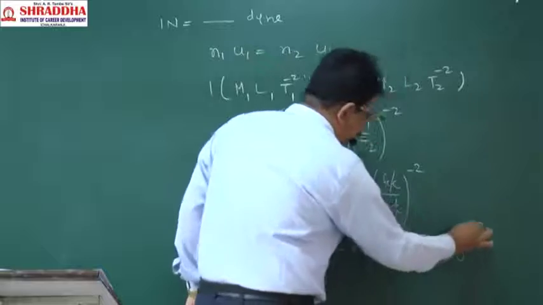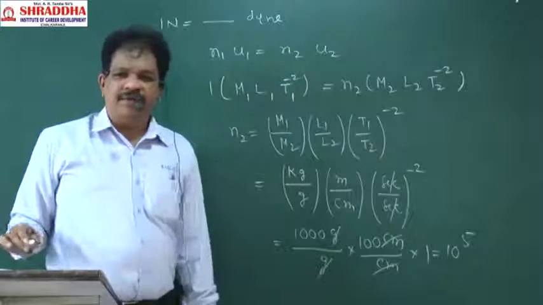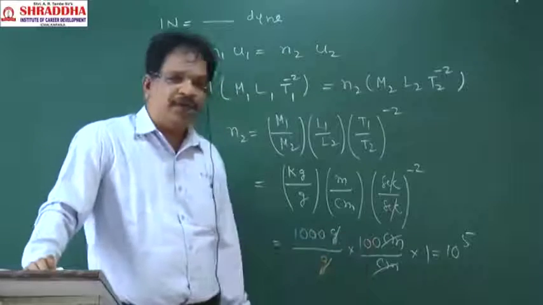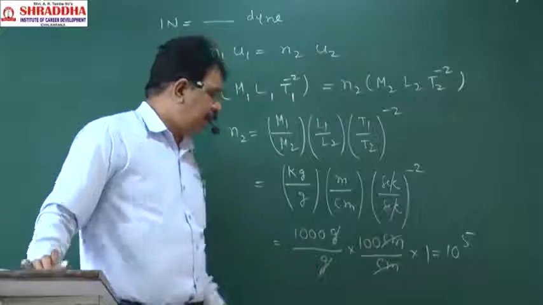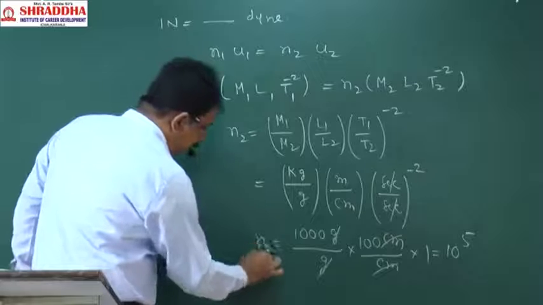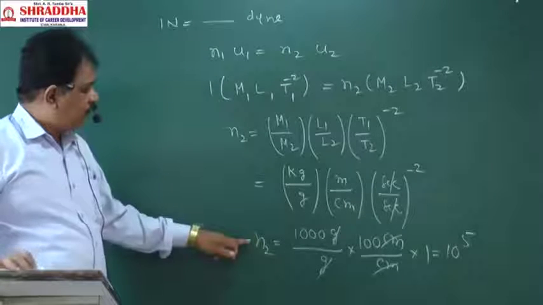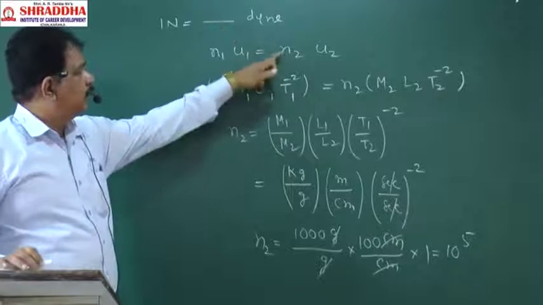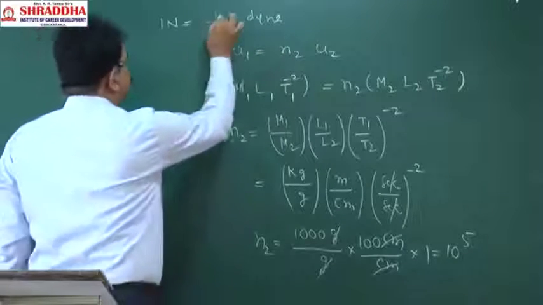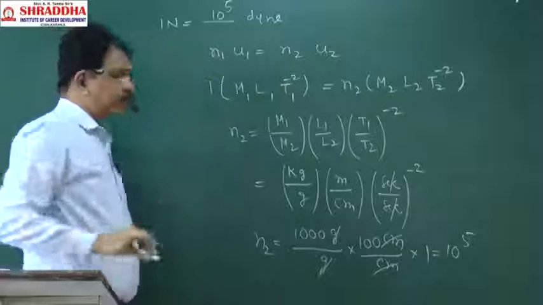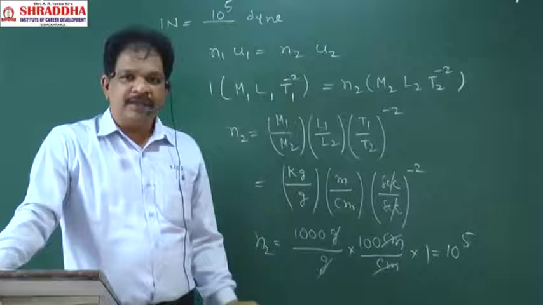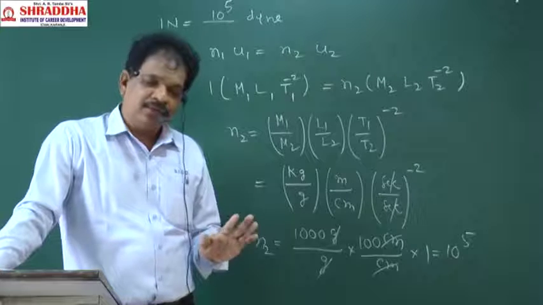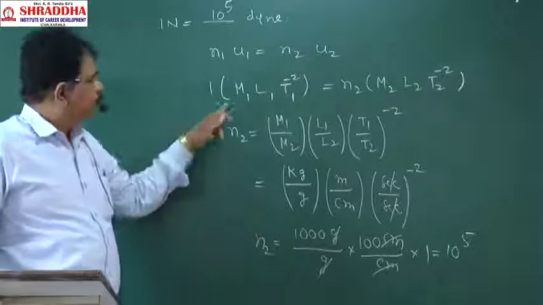Centimeter will cancel. This is 10 power 5. Here 10 cube is there. Here 10 square is there. Totally it will be 10 power 5. So N2 value will be 10 power 5. Here this value represents N2. So that value is 10 power 5. So 1 Newton is equal to 10 power 5 dyne. Like that, the procedure will be simple only.